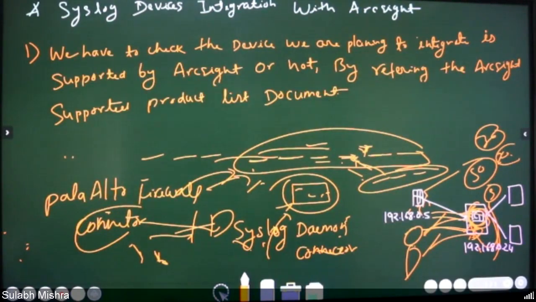We have to check whether the device supports the default syslog daemon connector, or whether there is a dedicated syslog connector available to integrate that device. Here we are just checking which connector we have to install and which version is supported, because we are not sure. So we have to check the document to see whether we install the syslog daemon connector or a dedicated syslog connector. The name will also be written there, which connector and what its name is.